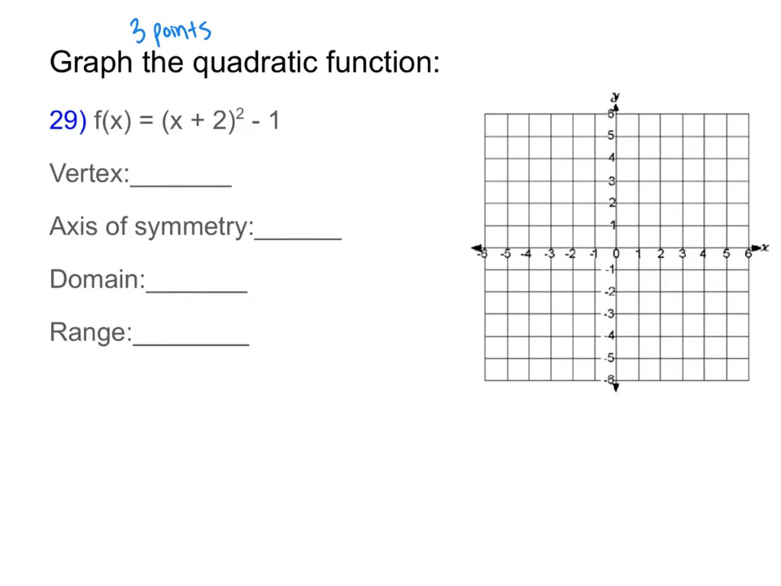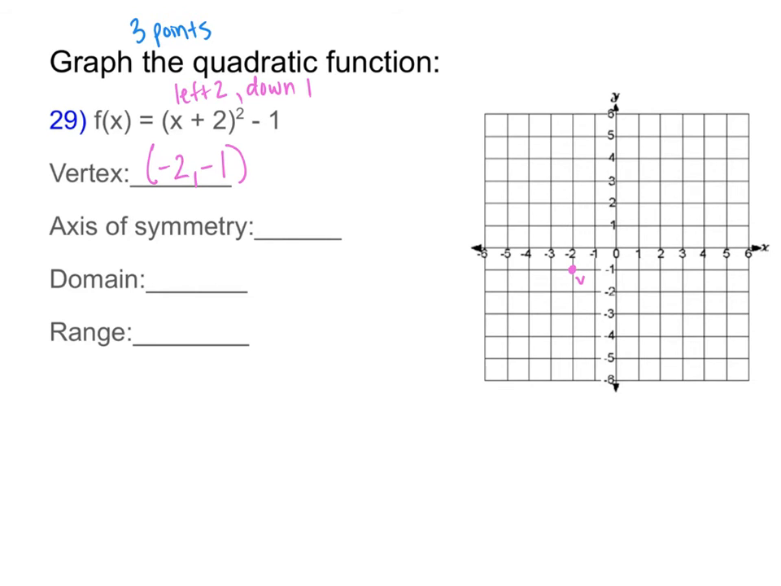So this one says plus 2 on the inside of a parenthesis. So this is going to say, in this case, left 2. And then you have a minus 1 outside. So this is down 1. So if I go left 2, down 1, I'm right here. So I'm going to put a little v there for my vertex. And so this here is at negative 2, negative 1.